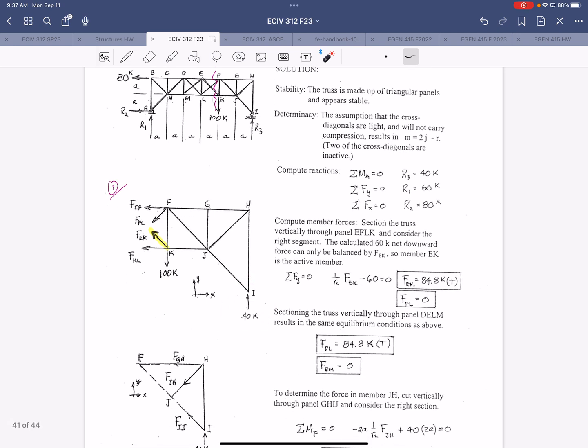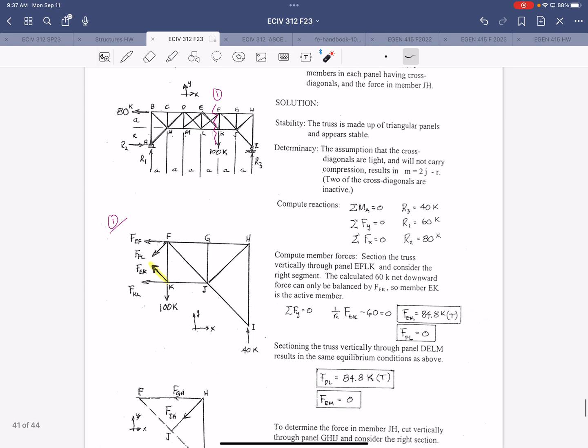So we get EK, and here's the actual equilibrium calculation to show the value. EK is 84.8 kips in tension. And so then it follows, since there's no additional load applied between the two panels, if we were to take a cut through that panel, we would find similarly that DL would be the active one in tension as well.